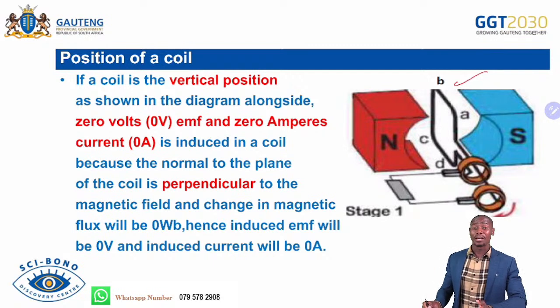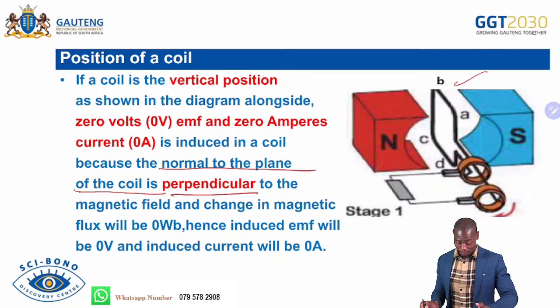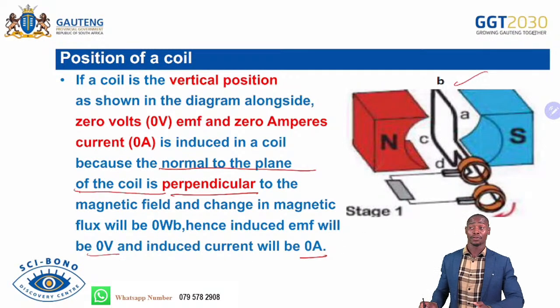the normal to the plane of the coil is perpendicular to the magnetic field. Then the change in magnetic flux linkage will be 0 Weber. Hence, the induced EMF will be 0 volts, and the induced current will be 0 as well.